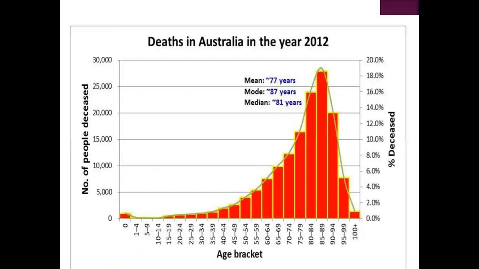In this picture, we can see an example of deaths in Australia in the year 2012. On the y-axis is the number of people deceased, and on the x-axis is the age bracket. In this diagram, we can see that most deaths in Australia occur between the ages of 50 to 99. The mean is 77 while the mode is 87. So the mode is much higher than the mean and median. So this is a negatively skewed distribution.